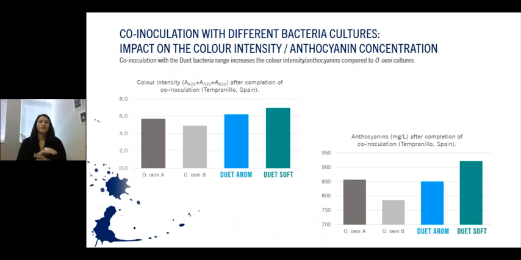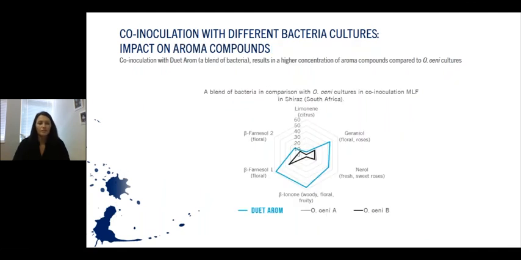So what happens if we compare different bacteria cultures in co-inoculation? The two blended cultures, Duet Aroma and Duet Soft, in comparison to the two gray bars, which are two Oenococcus oeni cultures, you can see that there's an increase and a positive impact on the color intensity and the anthocyanin concentration when you use the blended cultures. So no negative impact of co-inoculation on the color in your wine, and even better results when you use a blended culture of Oenococcus oeni and plantarum on the wine color.